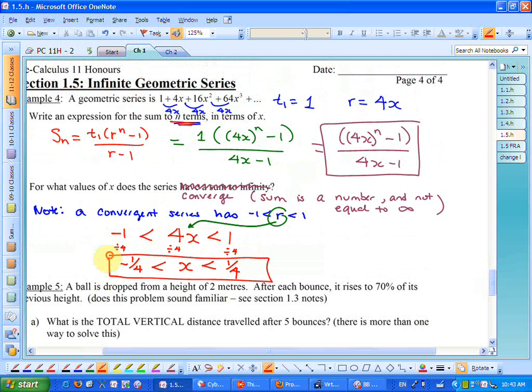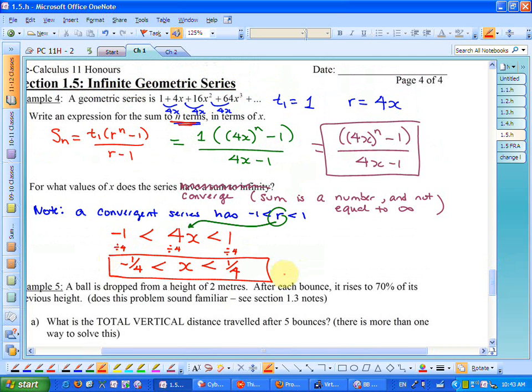So I'm saying to you all the values of x which are between negative 1/4 and 1/4, not including it, but just in between, are values of x which make this series get smaller and smaller and smaller and converge. That's what I'm asking you to do here.